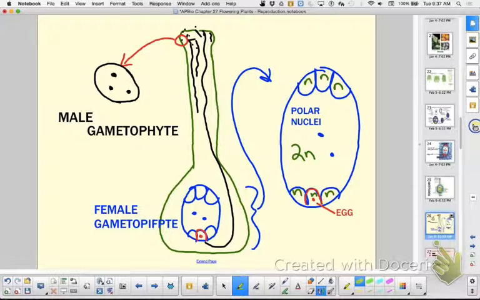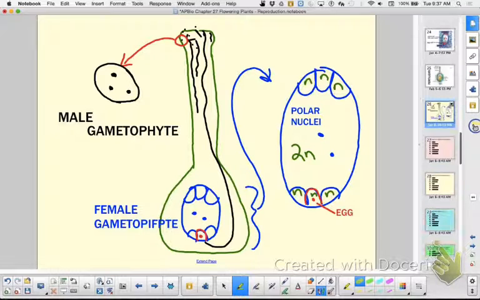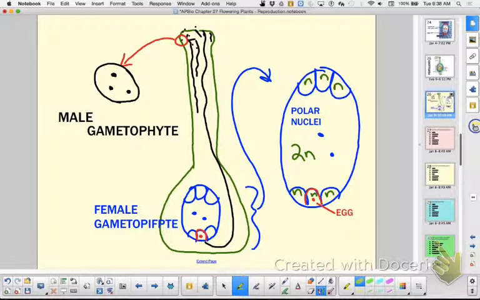So the male gametophyte will go in, and then it'll fertilize that, and then it'll fertilize something else. In the middle, these are the 3 nuclei. So you can see the 3 eggs. So there's food, and then there's 2 fertilizers.